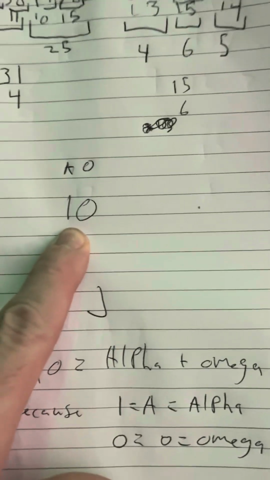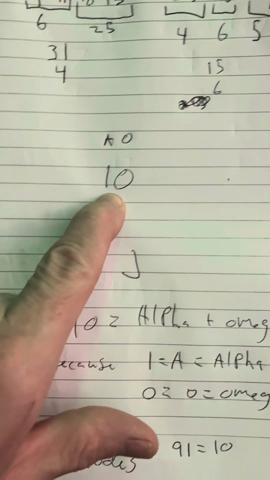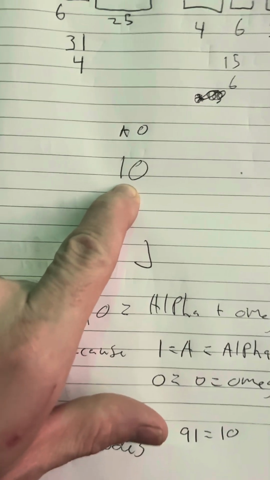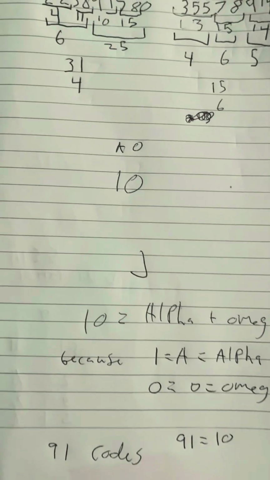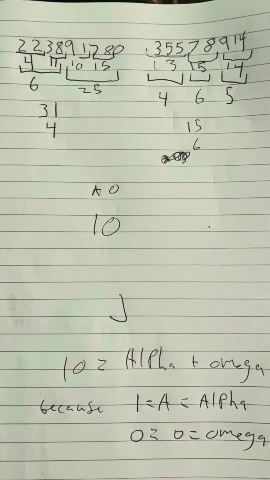10 equals J. J is a representation of the one they call Jesus, whose name was actually Yeshua, or the Christ. And he is, so it talks about, I am the way, the only way to the Father, or something like that. I am the Alpha, the Omega.